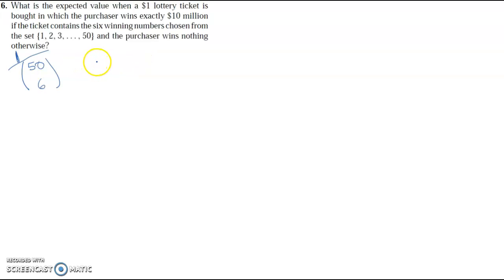So therefore, let me write it here. The probability of winning is going to be 1 over 50 choose 6. Okay, and in this case, the amount of money that you would have won should be 10 million minus 1, because you spent that $1 on purchasing the ticket.